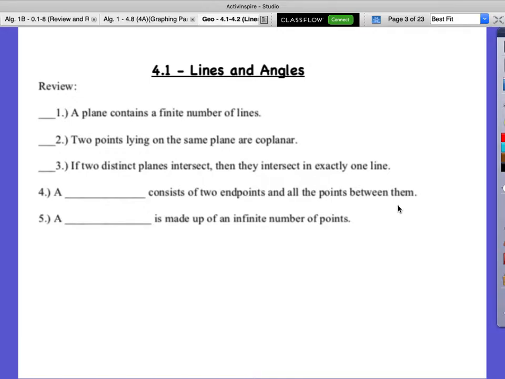Finite means it's limited. That's saying true or false. At some point, a plane gets too full. You can't put anything else in it. That's true or false? False. It's false, okay? A plane is infinite. A plane is infinitely long in every direction, so there's no such limit.